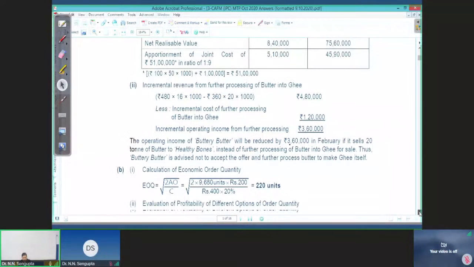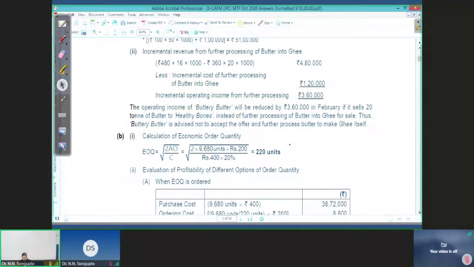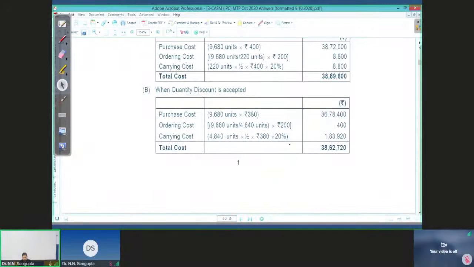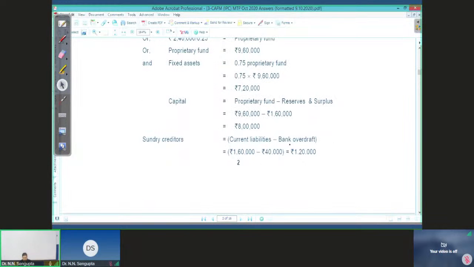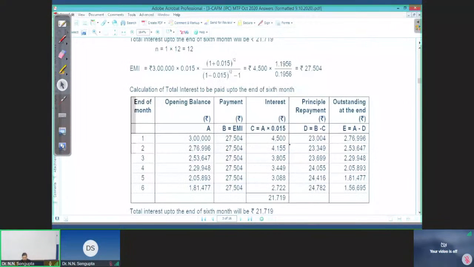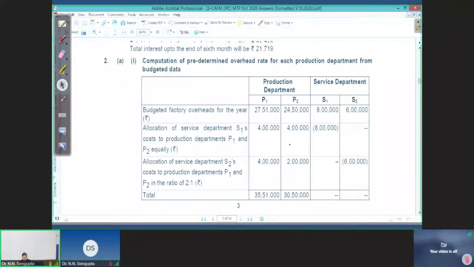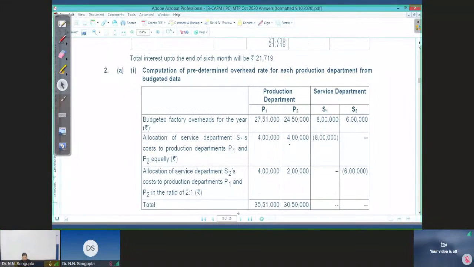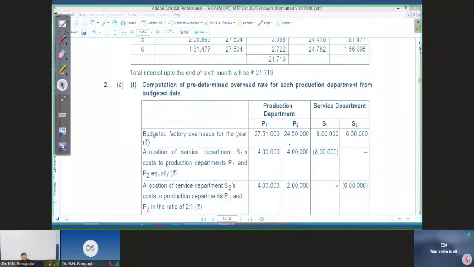Then calculation of EOQ, straightforward question is there. And after calculation of EOQ, you can calculate whether after giving discount it will be good or not. Then the ratio analysis question, and then preparation of the balance sheet question from the ratio, and calculation of EMI. So you can practice this kind of question. Also, when we are calculating the EMI, you can also see how the presentation has been given, right? So this is how you are going to do it. Total interest has also been shown there.